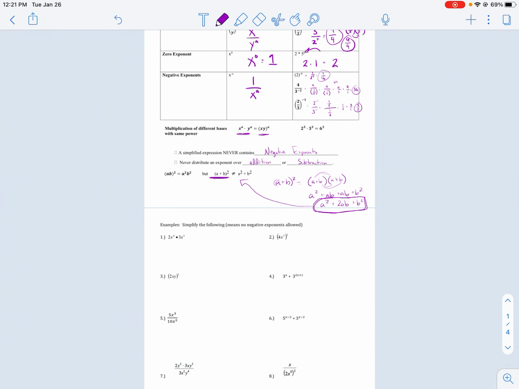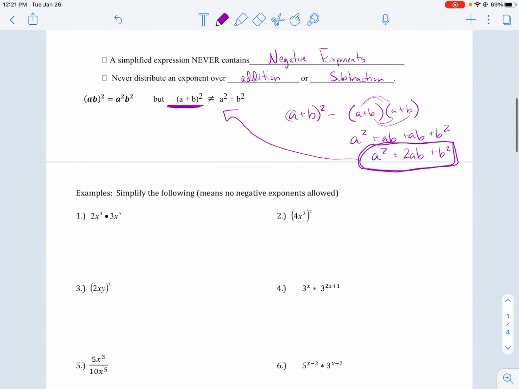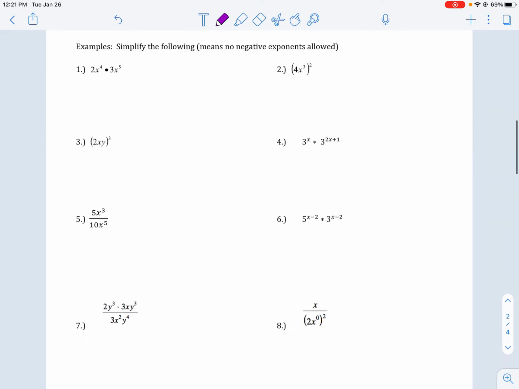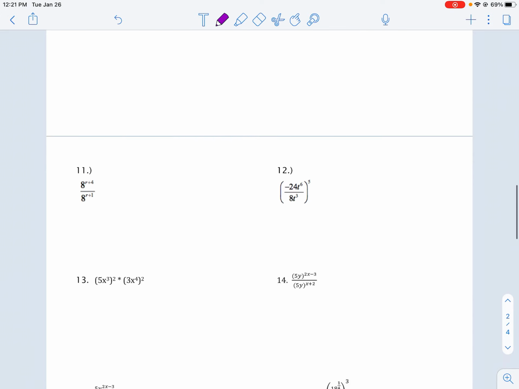Everybody gets a couple mistakes here and there, but make sure you don't continue to. All right? Just follow this property here. Okay? You can't distribute exponents over addition or subtraction. Okay? So anyway, homework.